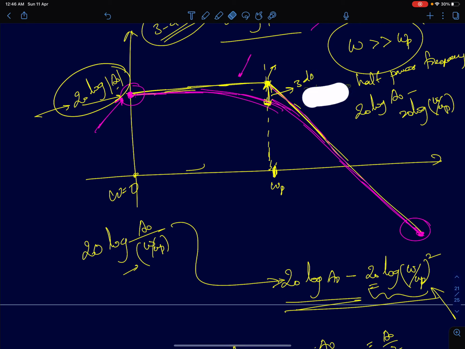So this frequency where the gain drops, for a single pole system, is called the 3 dB frequency or half power frequency. It's also called half power. We'll discuss half power later. It's the point where the gain reduces by 3 dB. In a single pole system, it's called the 3 dB frequency, or also the 3 decibel bandwidth. It's the frequency where the gain reduces by 3 decibels from its low frequency value.